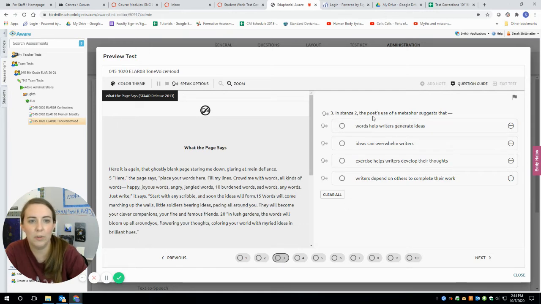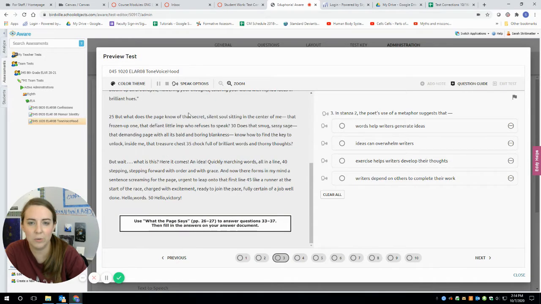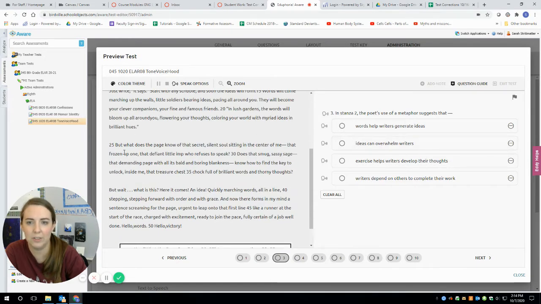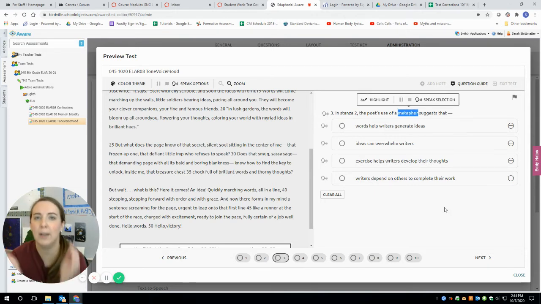In stanza 2, the poet's use of metaphor suggests that. So I'm going to scroll down here. So now we know a stanza is like a paragraph, so this is going to be stanza 2. In stanza 2, the poet's use of metaphor suggests that. So you need to remember the word metaphor. This is going to be when you are comparing two things.